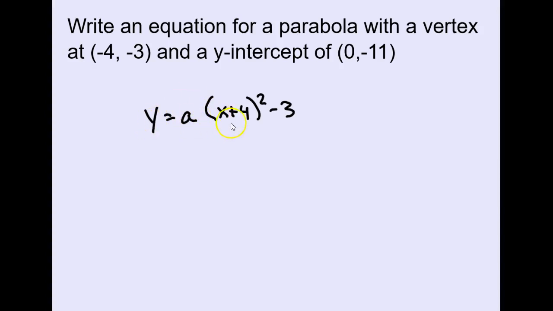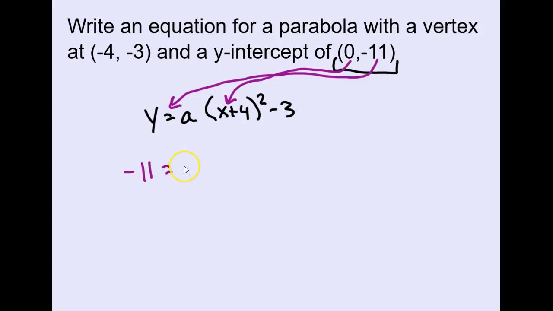That means we got to know what these Y and these X's are. Well, we do know what the Y is and the X is at one particular point. We're just going to plug them in. 0 is going to be X, and negative 11 is Y when X is 0. So let's just plug that in. Negative 11 equals A times (0 plus 4) squared minus 3. And we're just going to solve for A. We have an entire equation here, and it's only got one variable in it.